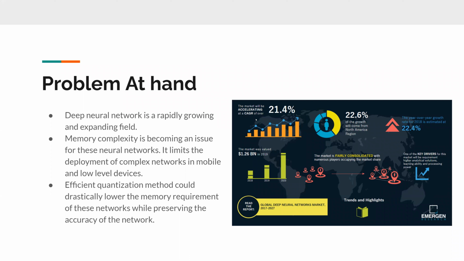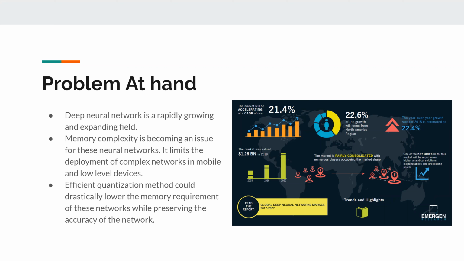There's no doubt that deep neural networks are a hot topic in recent years. Nevertheless, as the capability of these neural networks grew, so did their complexity. Due to the high storage requirement, a lot of networks may not be as viable to be deployed in mobile devices and other low-level devices.